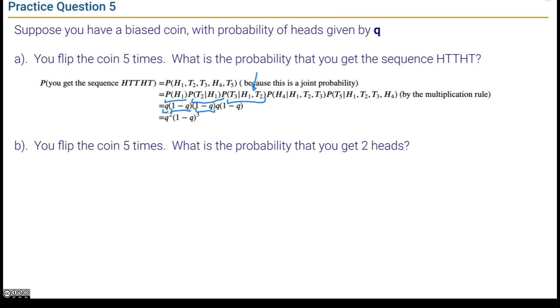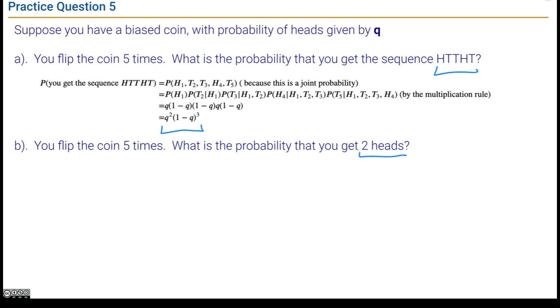But for now, I still want you thinking of this in terms of the multiplication rule, because sometimes those conditions do affect your probabilities, just like we saw when we were drawing out animals or drawing out cards. So at the end of the day now, I get Q squared times (1 minus Q) cubed for the probability of this specific sequence. Now I want us to think of part B. I'm flipping the coin 5 times. What's the probability I get 2 heads?